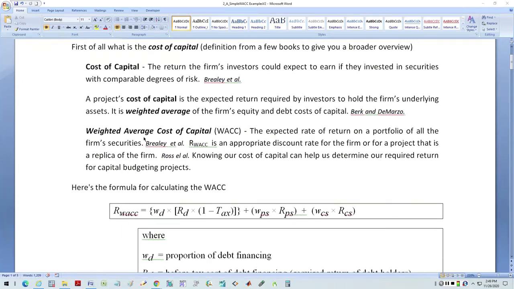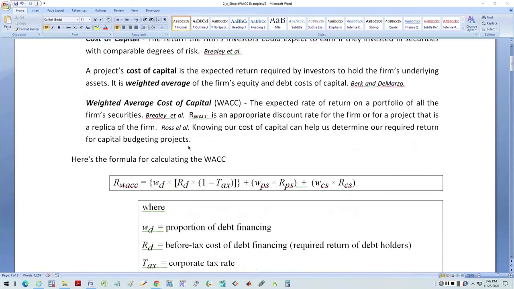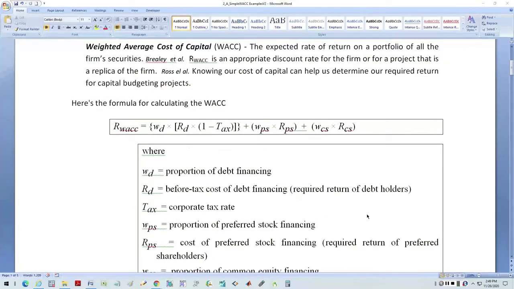The WACC is the expected rate of return on a portfolio of all the firm's securities. Our WACC is an appropriate discount rate for the firm or for a project that is a replica of the firm. Knowing our cost of capital can help us determine our required return for capital budgeting projects. It helps us discount cash flows. So here is the formula for the WACC.